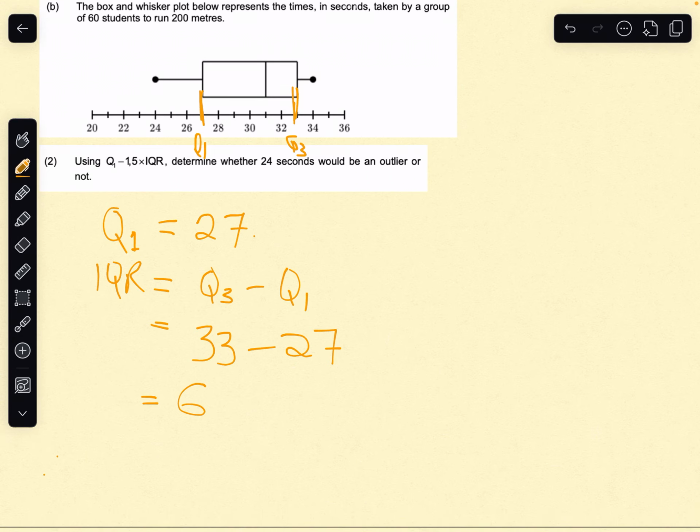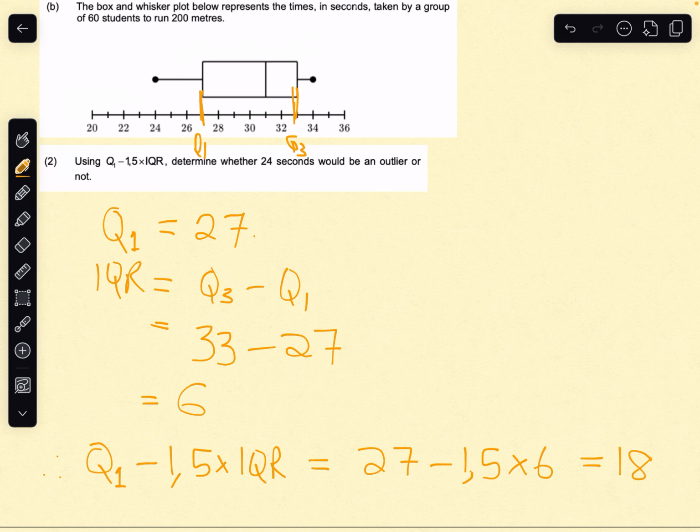So if we then work out Q1 minus 1.5 times IQR, that will be 27 minus 1.5 times 6, which is 27 minus 9, which is 18. So anything lower than 18 would be considered an outlier using this formula. And 24 is not lower than 18, so therefore 24 would not be an outlier, because 24 is not smaller than 18. Right. Awesome.